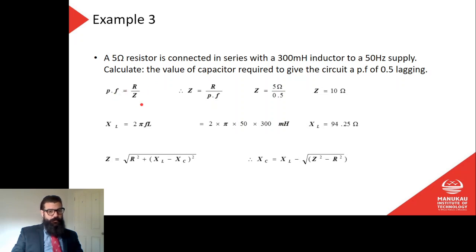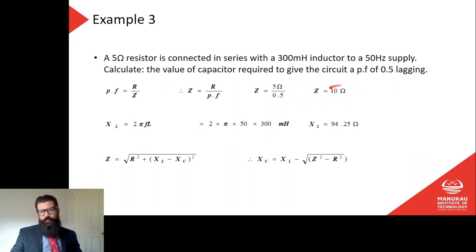It's just a, what's that word that we use? I can't remember the word. Transposition, there we go. Transpose the formula to get Z, because we were looking for Z. We know what the power factor we want is 0.5. We know what our resistance is, it's 5 ohms. So that means Z equals 5 over 0.5, it's 10 ohms.